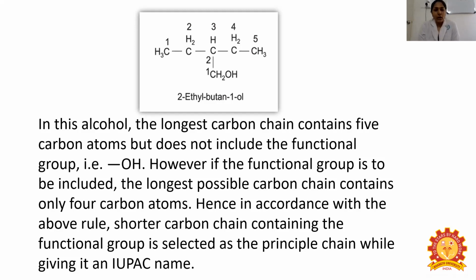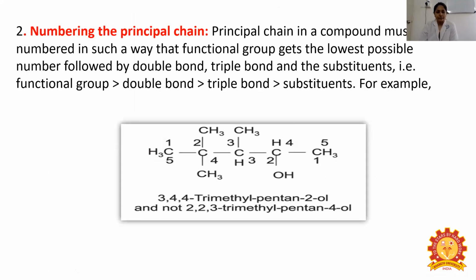So in this alcohol, the longest carbon chain contains 5 carbon atoms but does not include the functional group OH. However, the functional group is to be included. The longest possible carbon chain containing it has 4 carbon atoms. Hence, in accordance with the above rule, the shorter carbon chain containing the functional group is selected as the principal chain while giving it an IUPAC name.